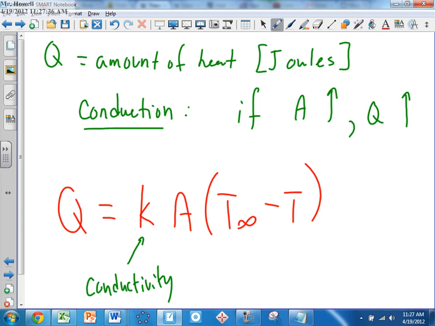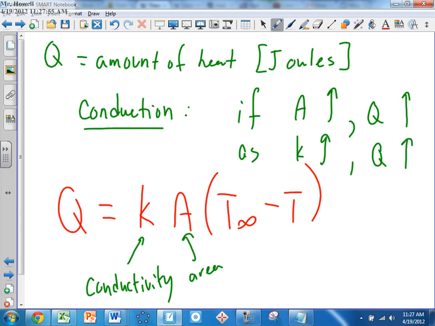So K is your conductivity. If K is higher, more heat can transfer. So for this one, we say as K goes up, Q also goes up. Same exact thing. But K and A are very different things. Again, A is the area. A is my area of contact, whereas K is not my area of contact.